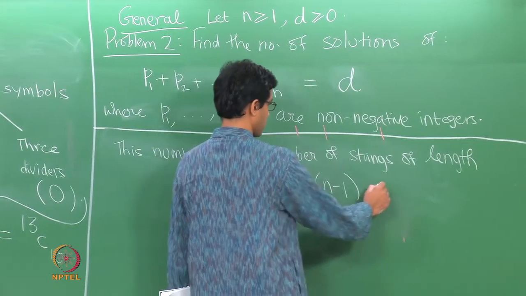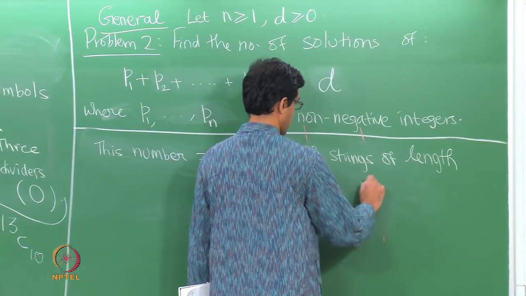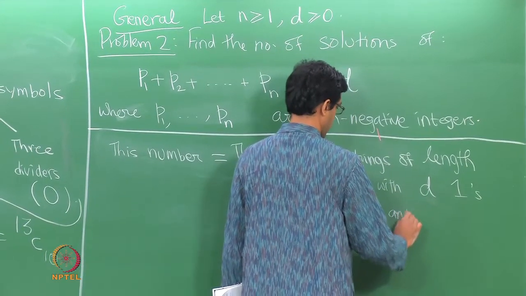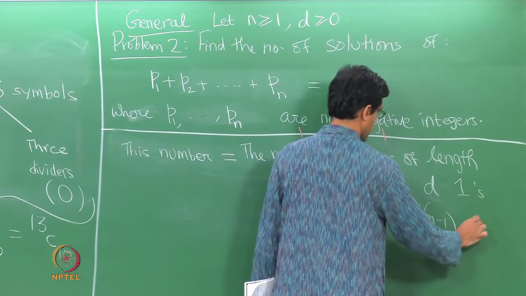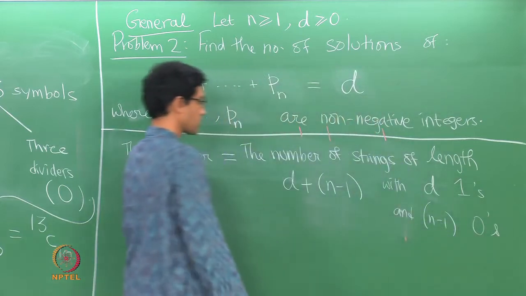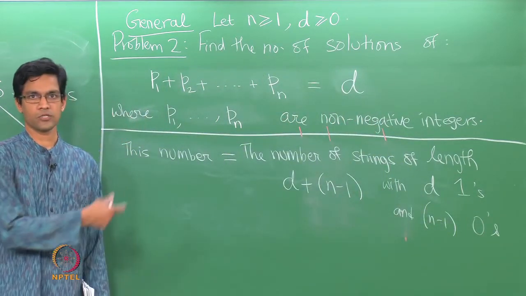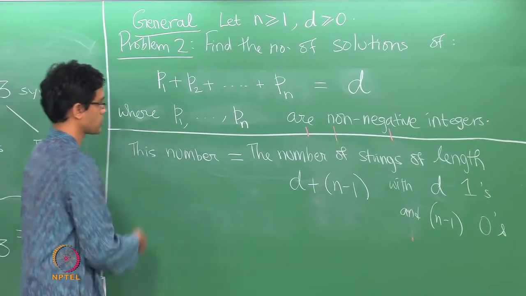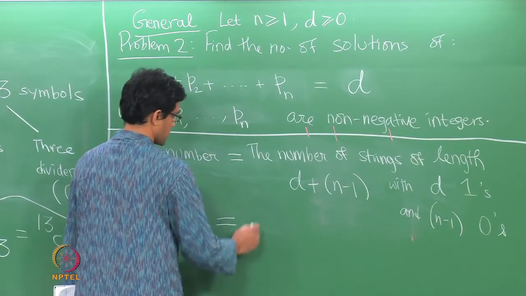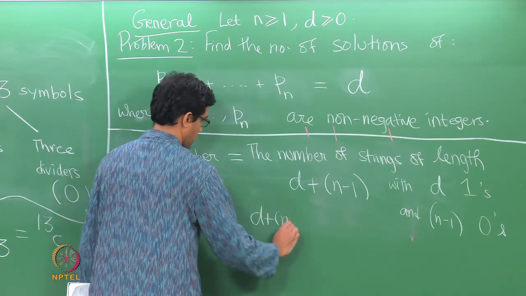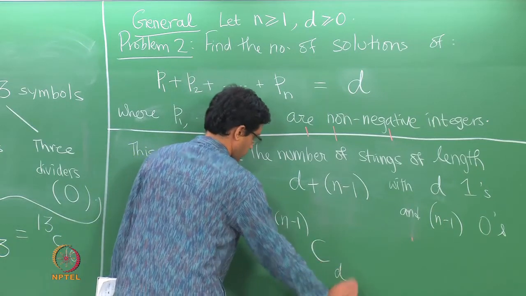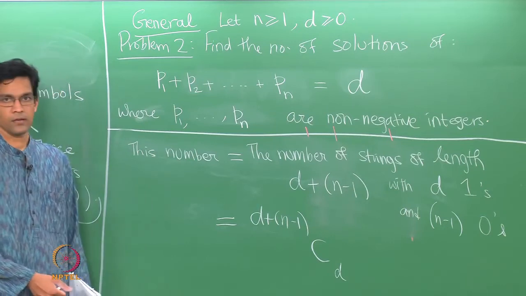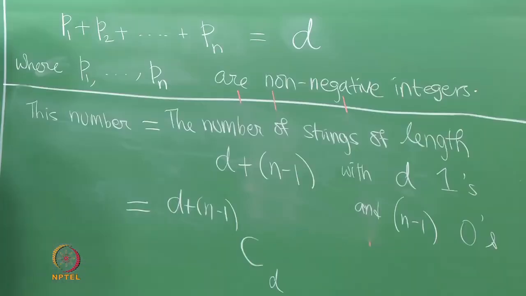So the total length is, of strings which contain d ones and n minus 1 zeros. So these are the dividers. Okay. So this list of strings really counts the number of solutions to this equation, and of course we know now that this is nothing but d plus n minus 1 choose d, or if you wish d plus n minus 1 choose n minus 1. Okay. So that completely solves the problem.